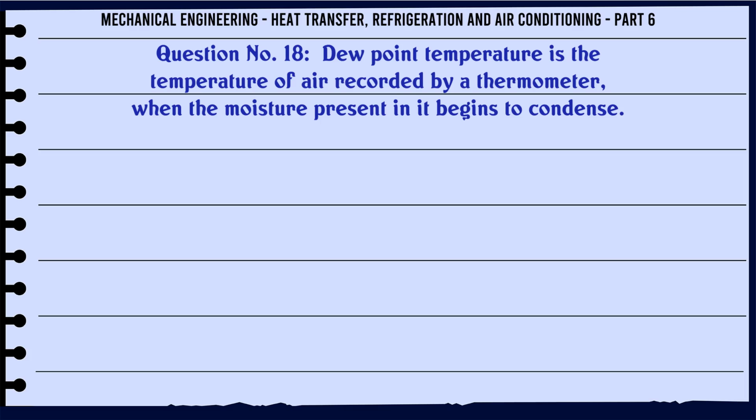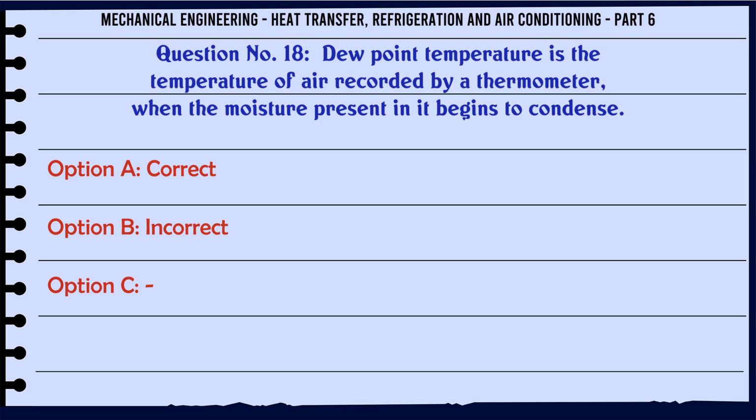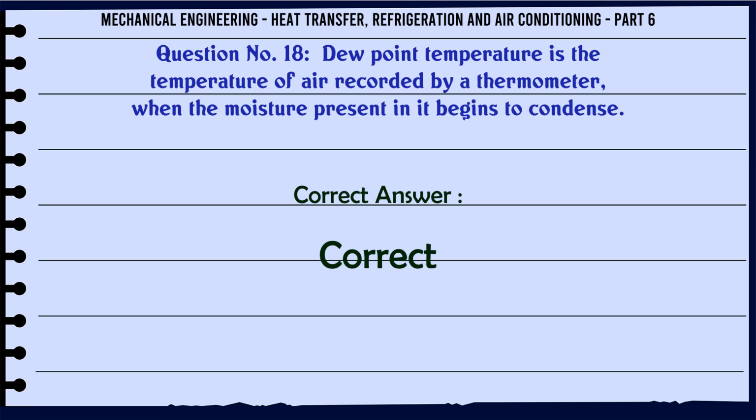Dew point temperature is the temperature of air recorded by a thermometer when the moisture present in it begins to condense. A. Correct, B. Incorrect. The correct answer is correct.